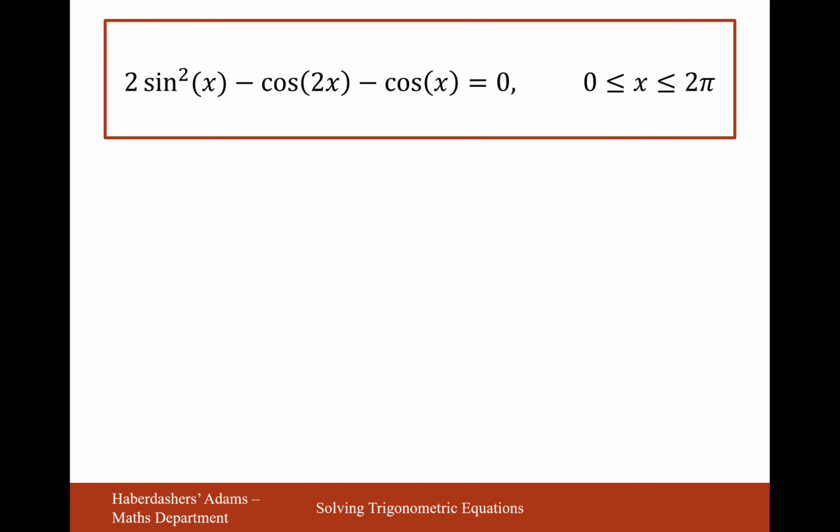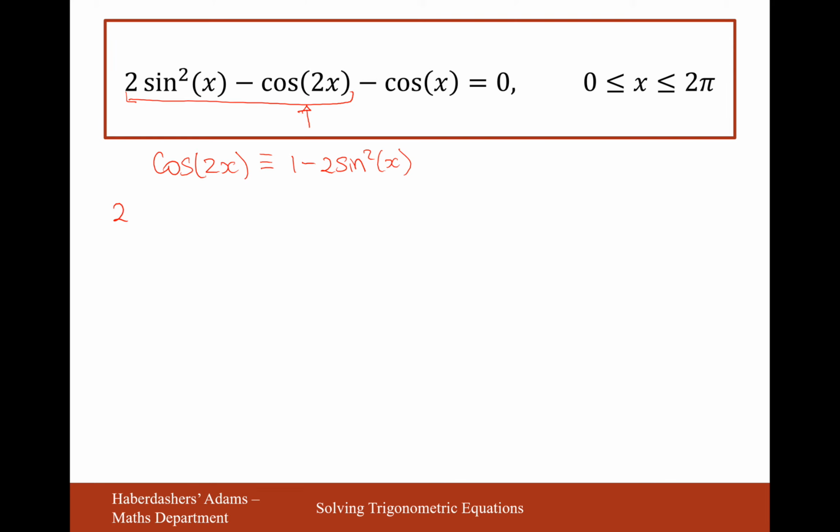Okay, let's move on to the next question then, and we've got 2 sine squared x minus cos 2x minus cos x equals 0. Now what I do remember is there is some link between these two expressions here. I do remember that cos 2x is equal to 1 minus 2 sine squared x. So if I now rearrange this identity a little bit, the next thing I'll do is put cos 2x into that slot there.